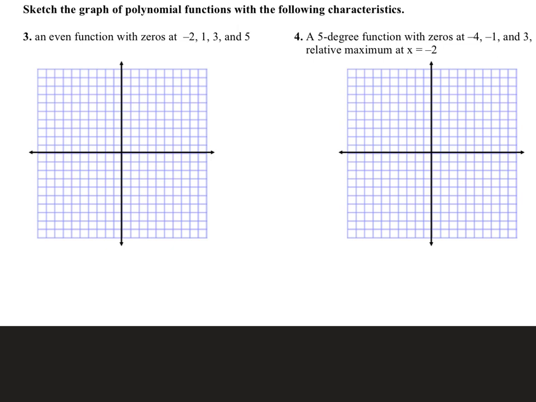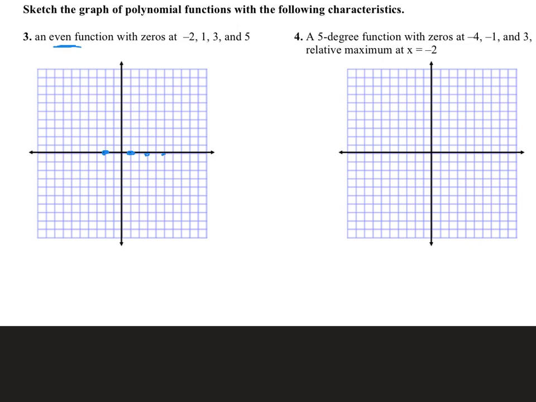For numbers 3 and 4, we have to sketch a polynomial function following the characteristics they give. Okay, so for number 3, they say it's even. As soon as you see that it's even, you know that either both ends have to go up or both ends have to go down. Whenever it's even, both ends go the same direction. We also know there's a 0 at -2. There's one at +1, one at +3, and one at +5.